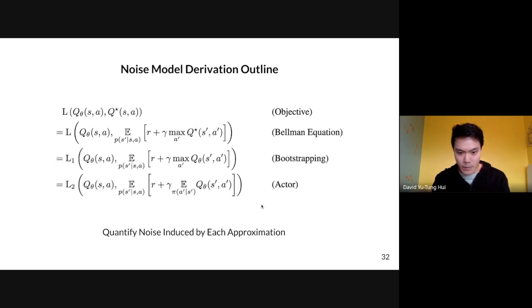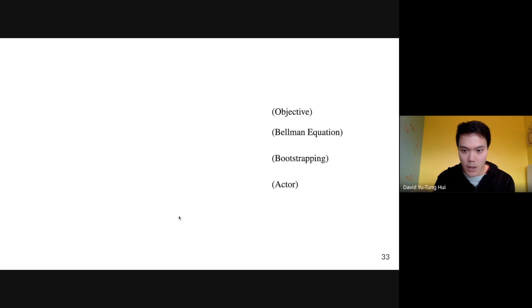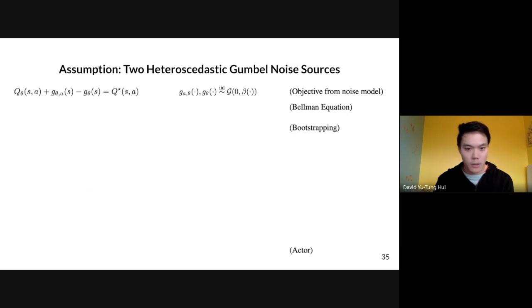So the derivation I'm going to present in the next slides is about how we quantify the noise introduced by the bootstrapping approximation and the actor approximation. How can we relate L2 to L1 and back to L to have a loss function that relates Q theta to Q star? So these are the 4 steps that I'm going to take. And let's begin with the objective.